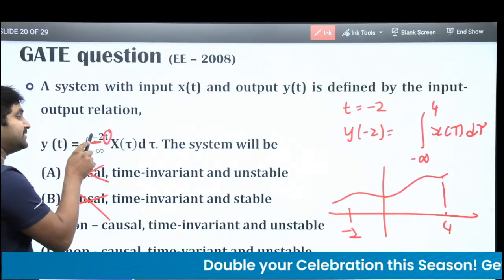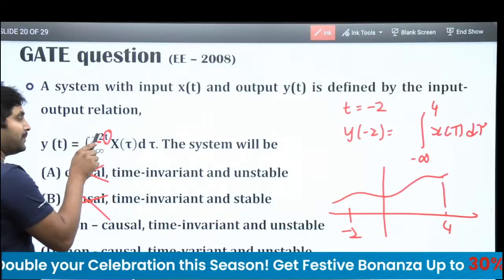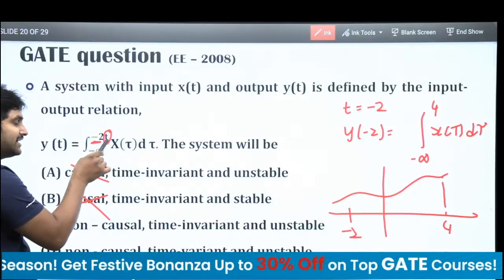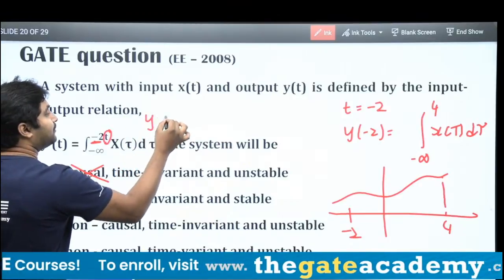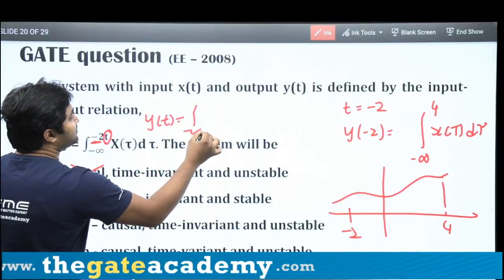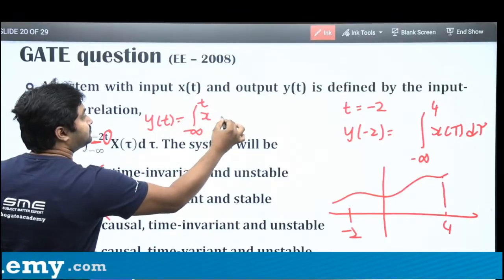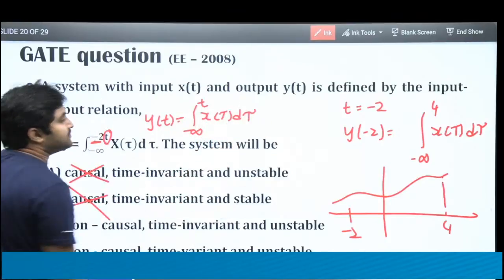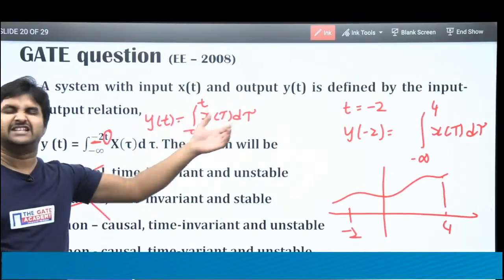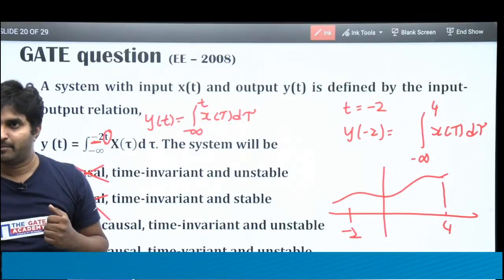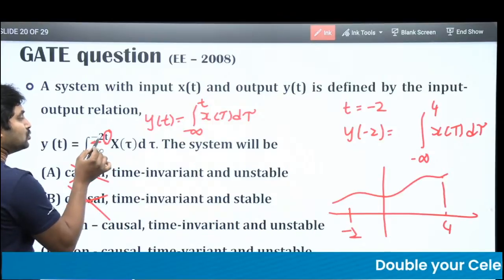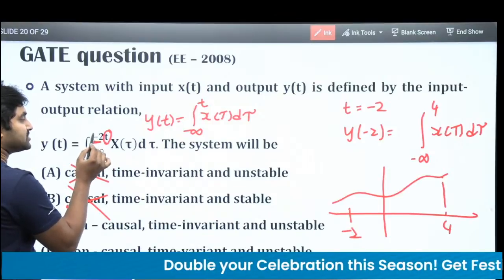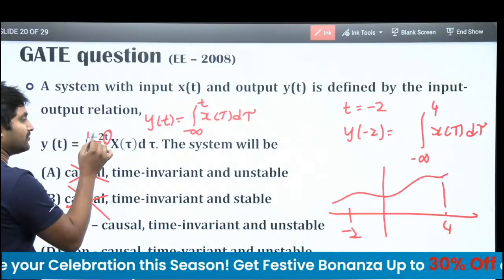You are applying minus, it means that you are reversing it. You are applying 2, it means that you are scaling it. You are scaling the time and you are reversing it. Had it been a very simple integrator like this, my dear students, it's a time invariant system. But because you are multiplying it with 2 and with minus, it means that you are scaling it and you are reversing it.